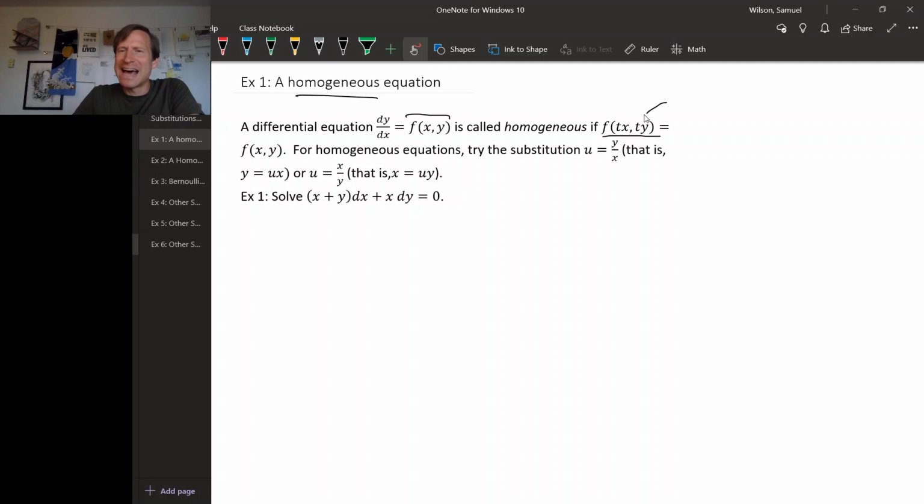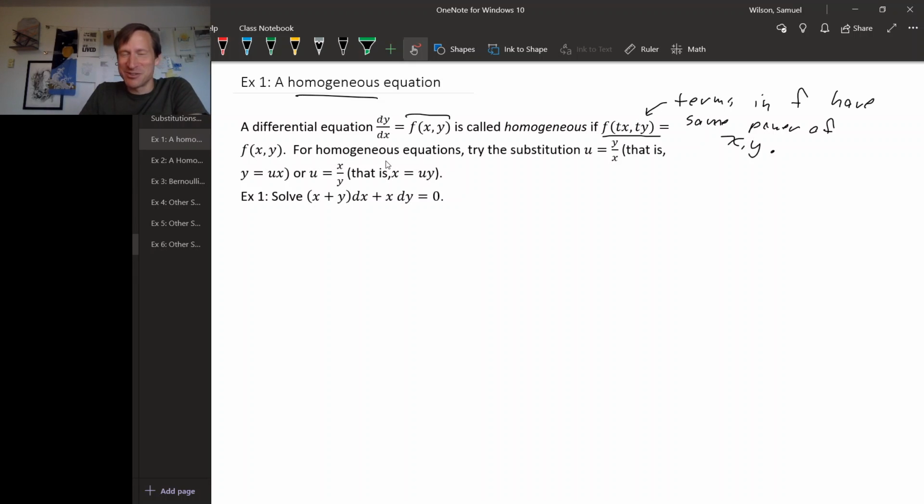What this is really getting at is that all the terms in f have the same total power of x's and y's. Okay, that's sort of the spirit of what a homogeneous differential equation is going to look like. But for it really to count as homogeneous, it has to satisfy this equation with f.